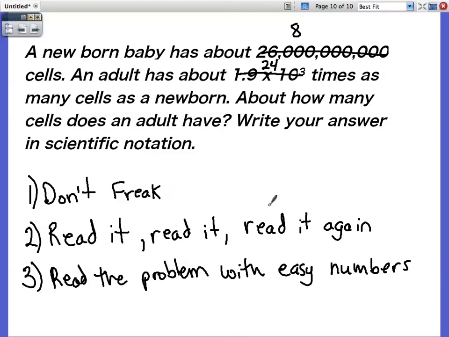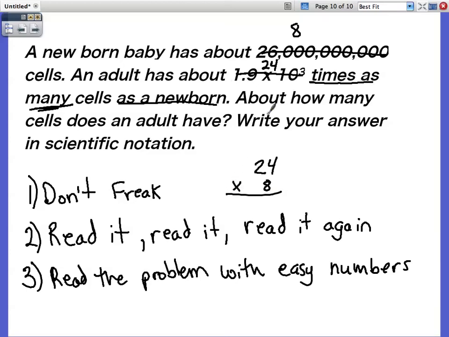You know what? I'm going to read it again now with my easy numbers. A newborn baby has about 8 cells. An adult has about 24 times, times as many, that's important, as a newborn. About how many cells does an adult have? Oh, if an adult has 24 times what a newborn baby has, I bet I have to multiply those numbers together because I want to know what 24 times 8 is.